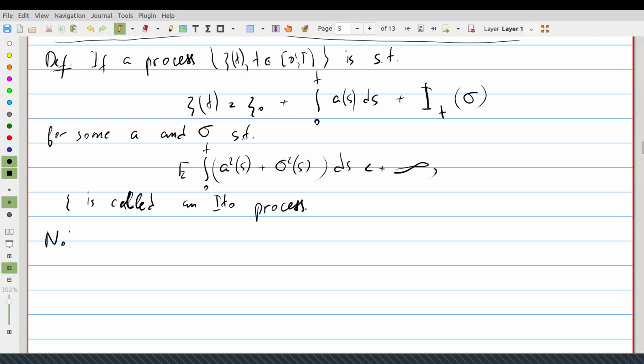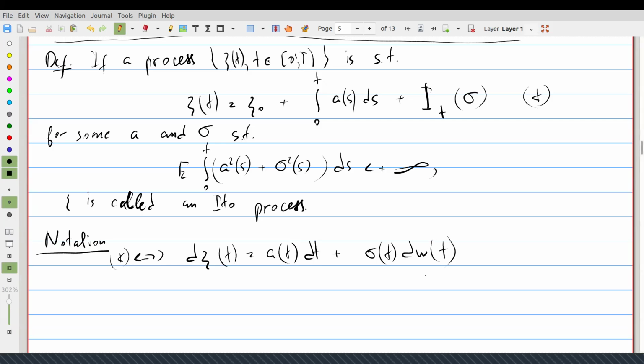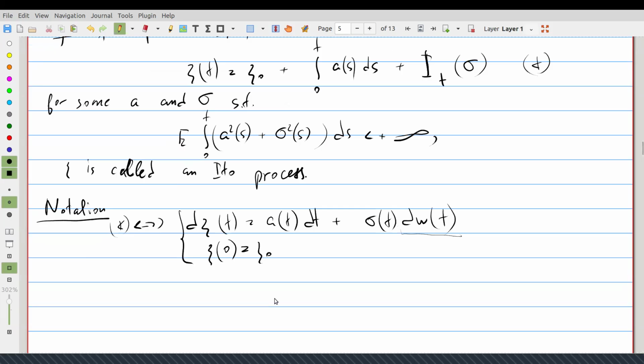And the notation which we will adopt is that this can be written as d psi of t equals a of t dt plus sigma of t dW_t. This is a notation in terms of stochastic differentials. This is the stochastic differential. And if you really want, you can specify the starting point, you will add this. But sometimes you don't even care about the starting point.